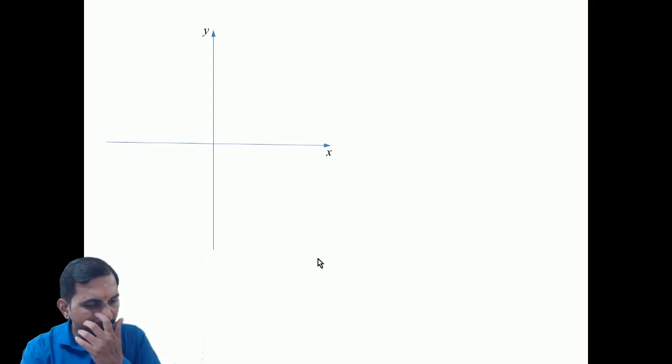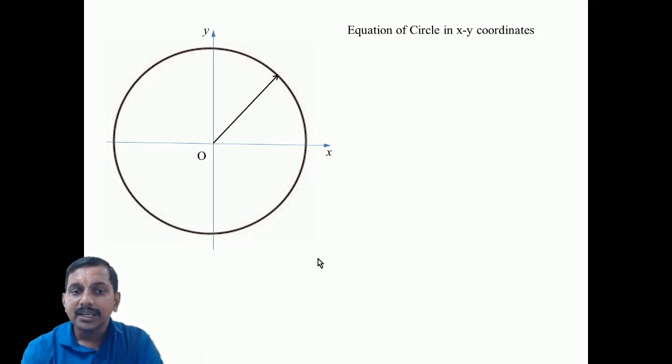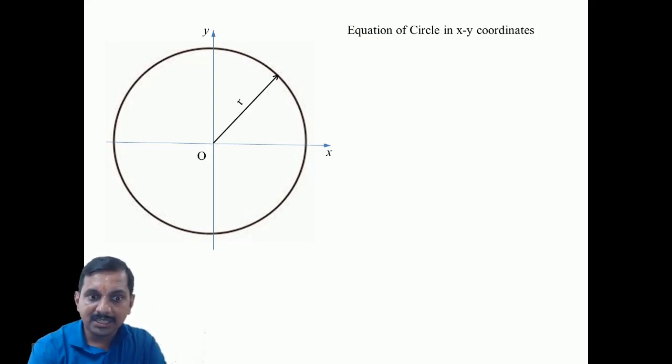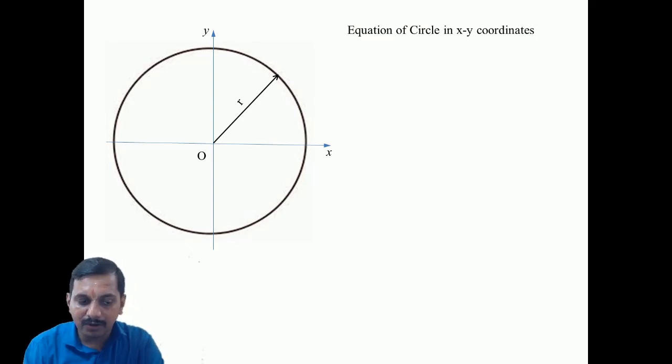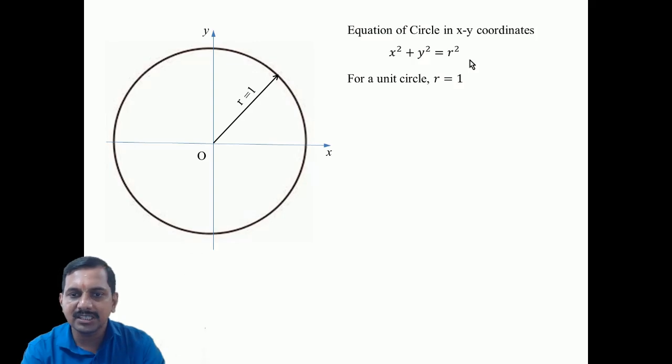Now, first of all, when we go with circles in the xy coordinates, let us see how it comes. We have to write the equation of the circle. What is the equation of the circle in xy coordinates when we have, say, the center at the origin and a radius of r? The equation is x square plus y square is equal to r square. Now for a unit circle, when r is equal to 1, this becomes x square plus y square is equal to 1. Now let us do some construction around this.